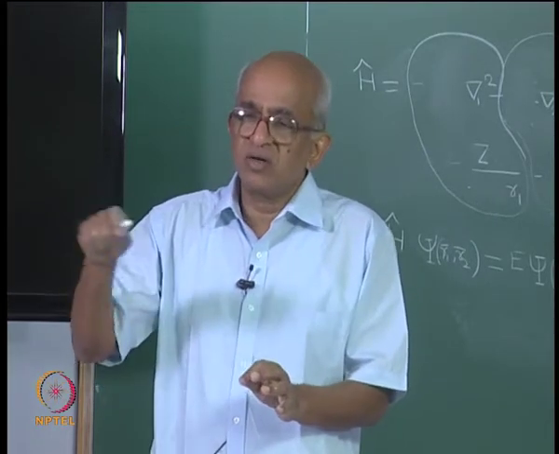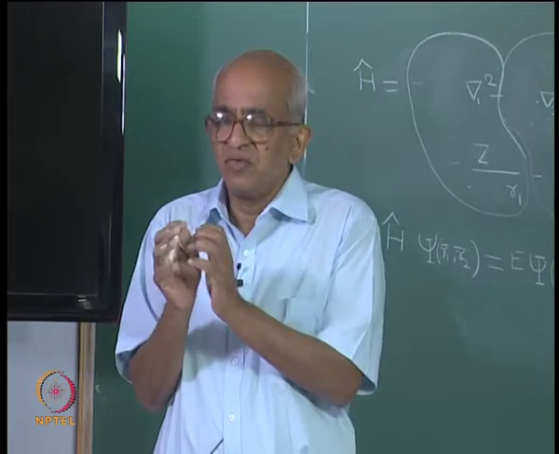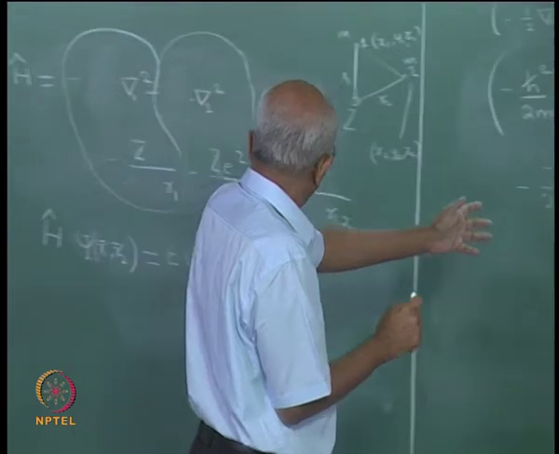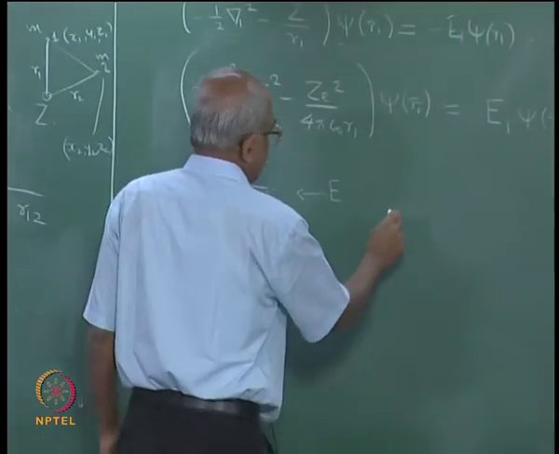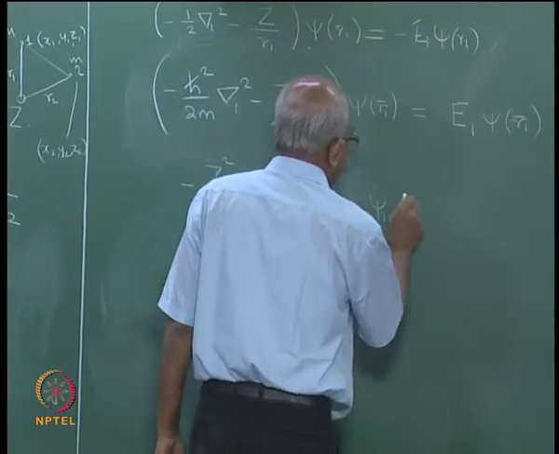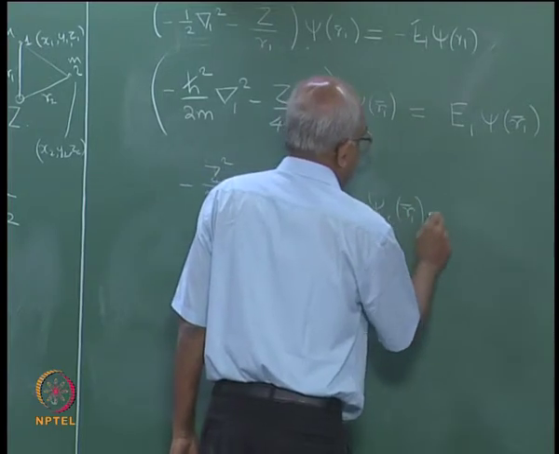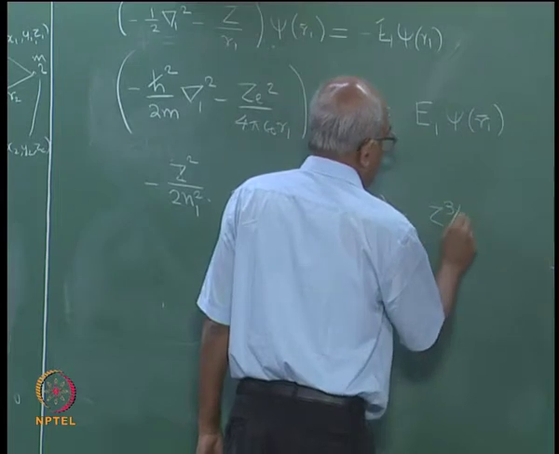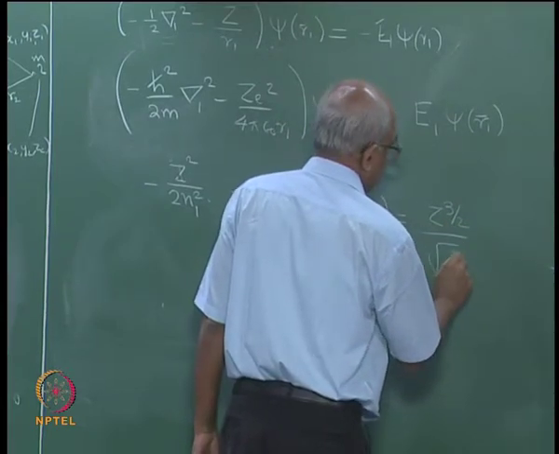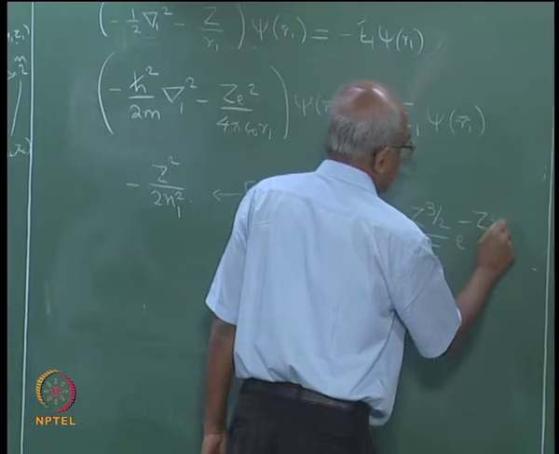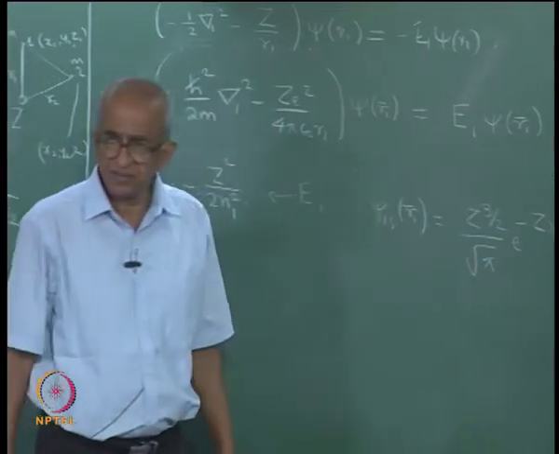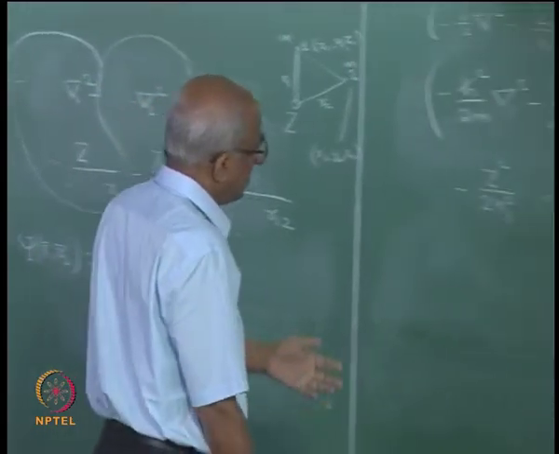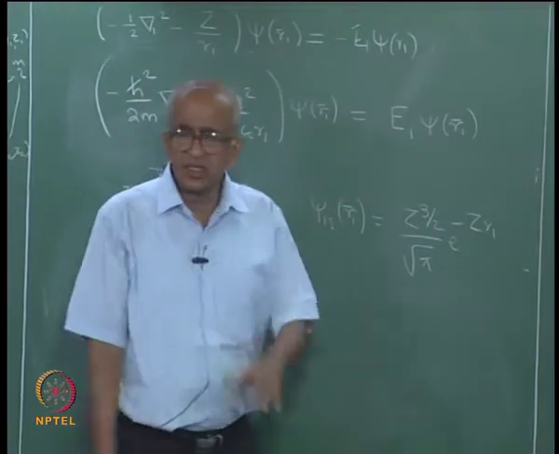If there is no electron repulsion, the wave function for the first electron will be given by the 1s atomic orbital, which unfortunately I have rubbed off. So let me write it once more. Psi 1s of R1 is equal to Z cube root pi e to the power of minus Z R1. This is the wave function. If you are thinking of the first electron, it will be sitting in the 1s atomic orbital.